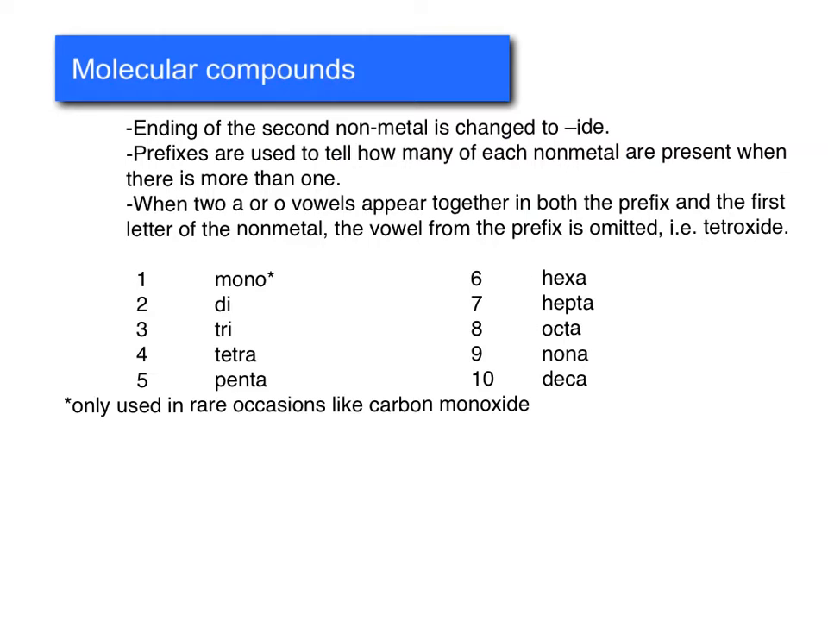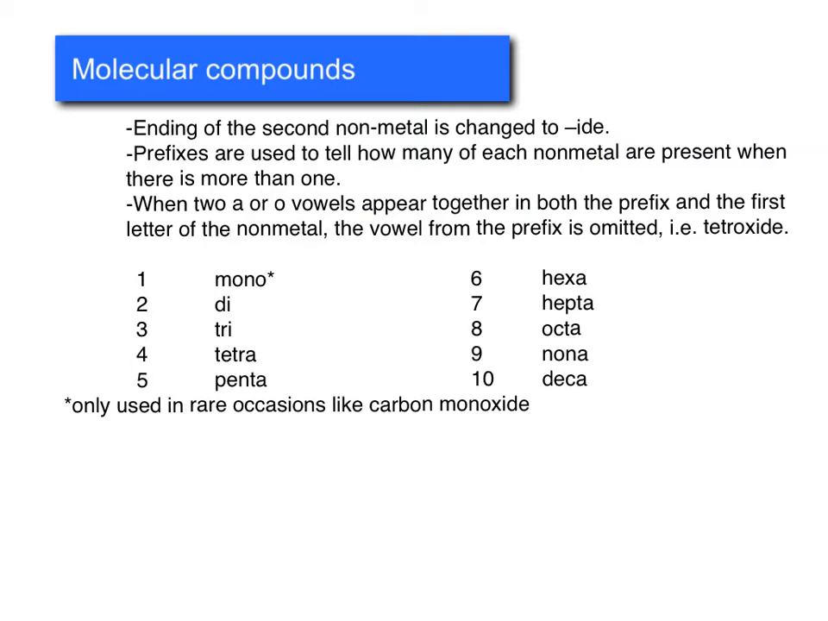And also, if you have a situation where you have two A or O vowels that would appear together because they're both in the prefix and in the first letter of the nonmetal, this is most commonly seen with oxygen, then you omit the vowel from the prefix. So if it was mono and oxide, you would take the O off the mono and it would be monoxide. Or, for example, tetra and oxide, you would get tetroxide.